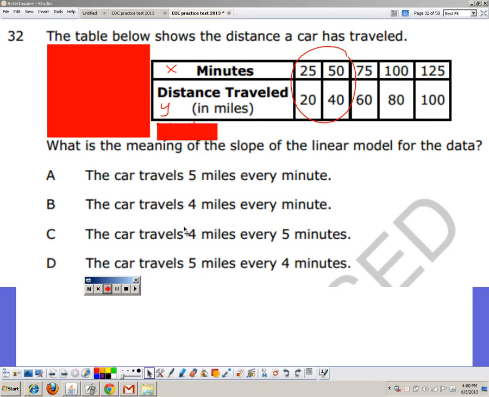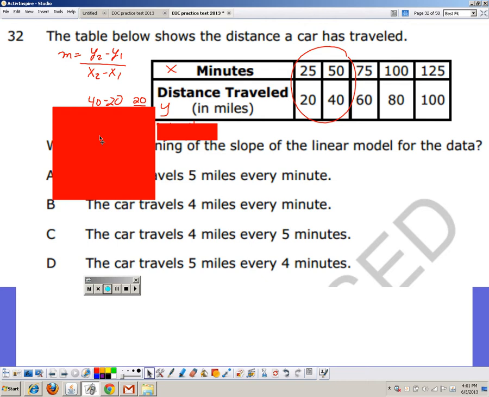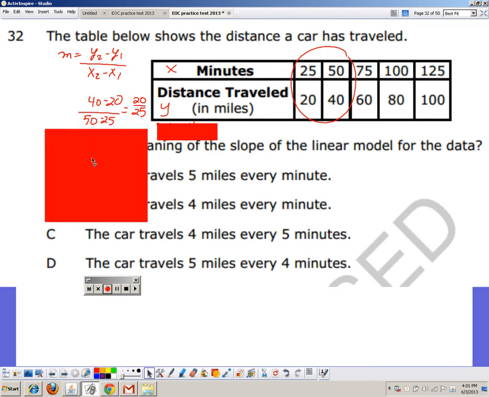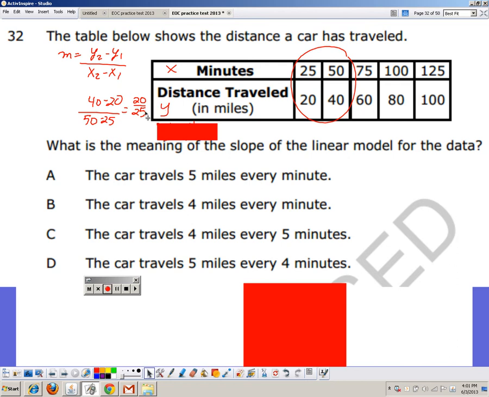In this problem, we have a table, and it shows us how far a car has traveled based on time. So they want to tell us what the meaning of the slope is. Well, let's first find the slope. Slope, again, is y2 minus y1 over x2 minus x1. I'm going to go ahead and just use these first 2 points. X is my minutes, y is my distance. So I did 40 minus 20 for y over 50 minus 25. 40 minus 20 is 20, 50 minus 25 is 25. That's 20 over 25. When I simplify that, that becomes 4/5.